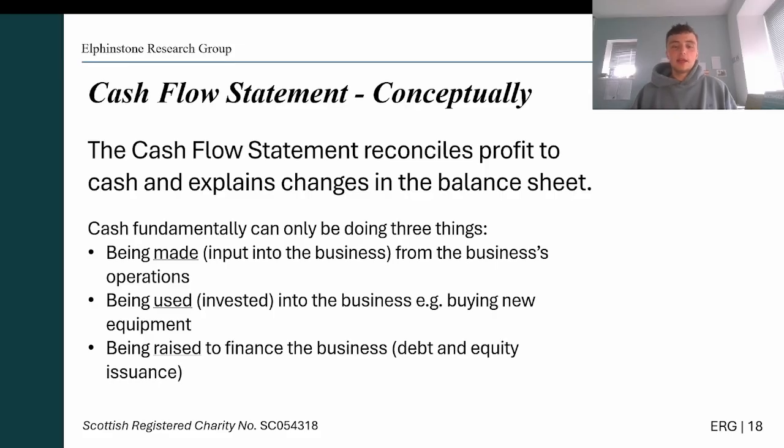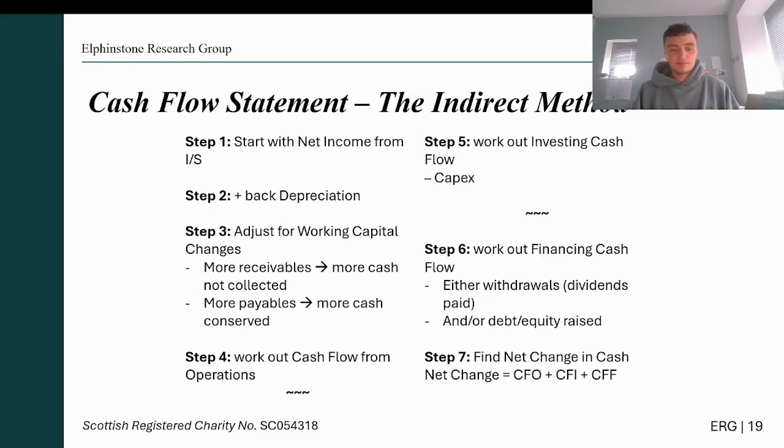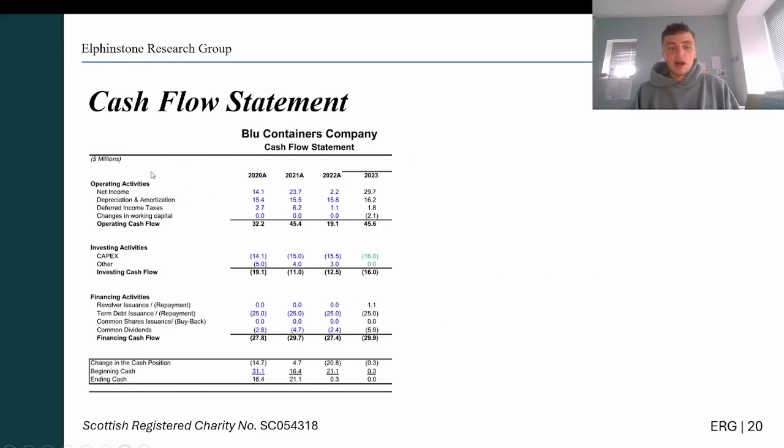Cash can fundamentally only be used for three things. You can make it, you can use it, or you can raise it. Now, making it is known as operating cash flow. Using it is known as investing cash flow, and sourcing it is known as financing cash flow.